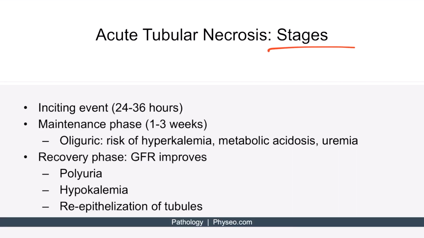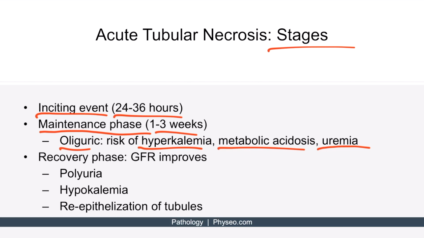The first stage is the inciting event, and that may last up to 24 to 36 hours. During this stage, there's only a slight decrease in urine output. Now the next stage is the maintenance phase, which can last 1 to 3 weeks. This is the oliguric phase. During this phase, there's risk of hyperkalemia, metabolic acidosis, and uremia. And that's due to the significantly decreased urine output, so potassium, acids, and urea will stay high in the blood.